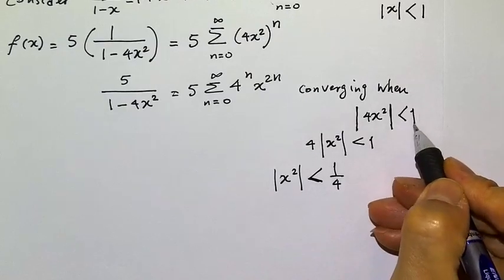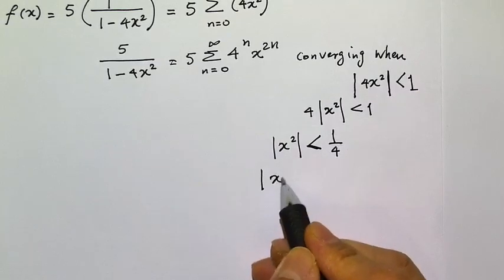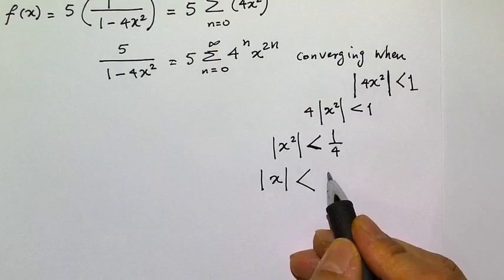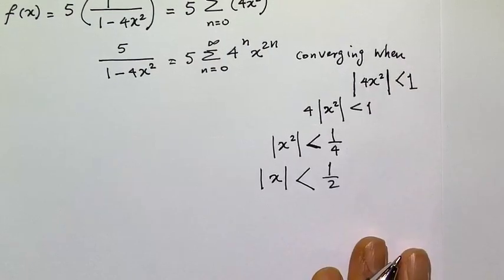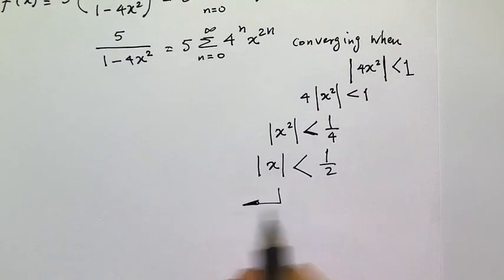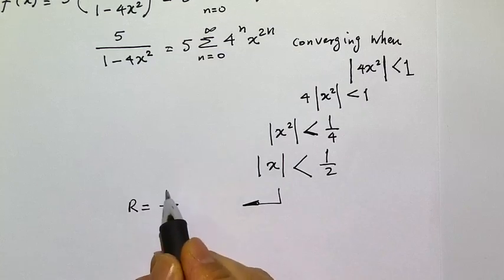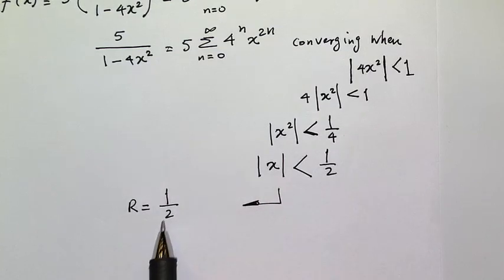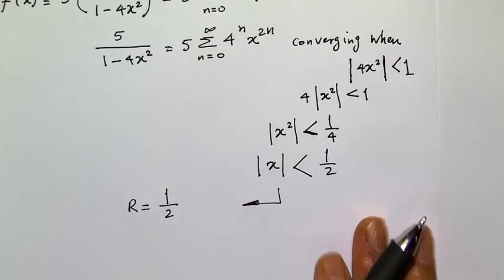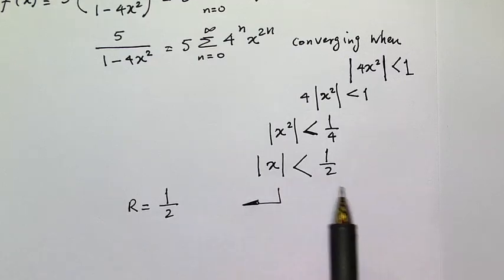All right? And then of course x, or absolute value of x, is just the square root of the other side. So it'll be 1 over 2. So from this, the result is that r, they didn't ask for this, but we can easily see that the radius of convergence is 1 over 2. And the interval of convergence, which is what they're asked for, is from negative 1/2 to positive 1/2.